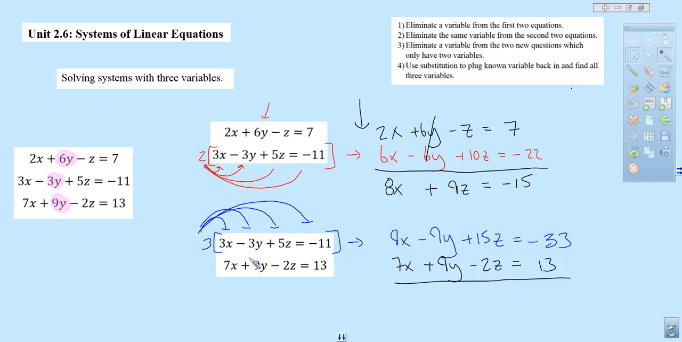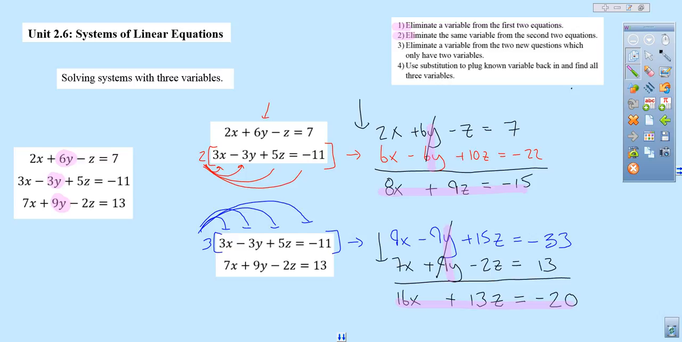Now what was a horizontal problem is a vertical problem. We start combining our like terms. A positive 9 and a positive 7 gives us 16x. A negative and a positive cancel, which is our goal. That's the elimination step. A positive 15 and a negative 2 gives us a positive 13z. And a negative 33 and a positive 13 gives us a negative 20. So now we've accomplished our goal. Our goal for step 1 and step 2 was to eliminate the same variable, and that variable we eliminated was the y's. We got rid of those.